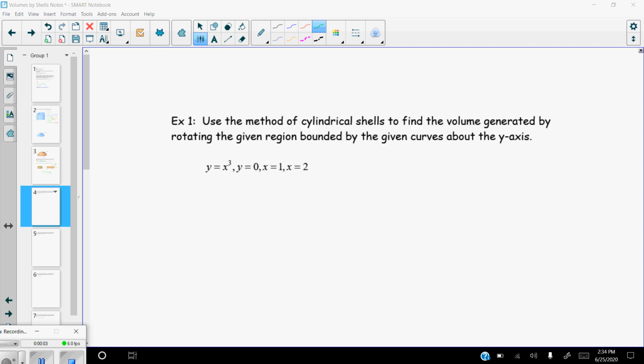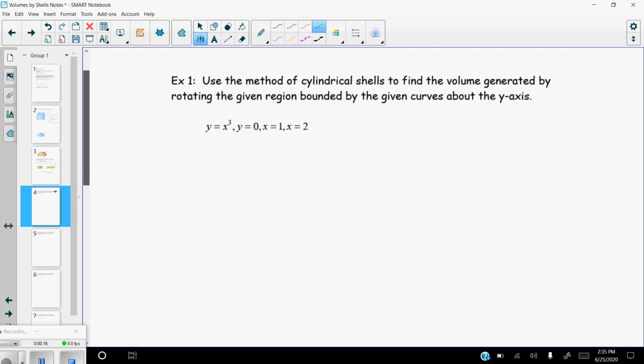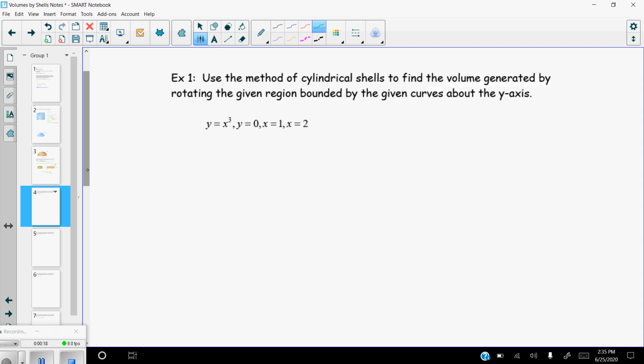Okay, here we are. Example 1. Use the method of cylindrical shells to find the volume generated by rotating the given region bounded by the given curves about the y-axis. So we are going to revolve this around the y-axis. So let's go ahead and sketch what this thing is going to look like.